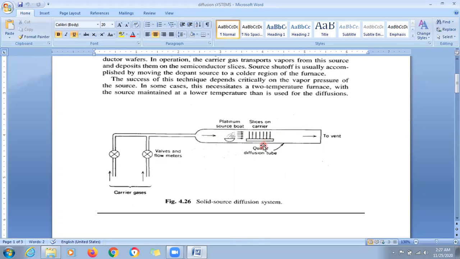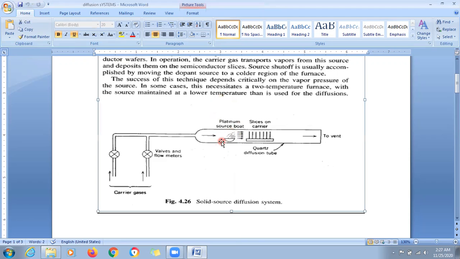Source shutdown is usually accomplished by moving the dopant source to a colder region of the furnace. So if you move the dopant source into the colder region, then vapors will not be formed and source shutdown will be accomplished. In some cases, a two temperature furnace is therefore needed for this purpose.